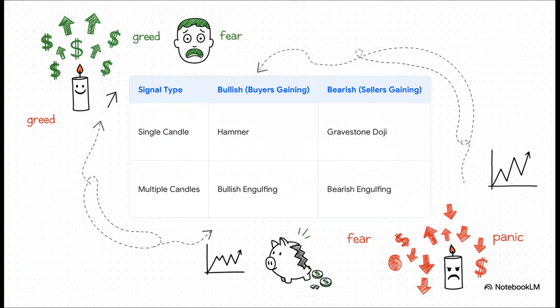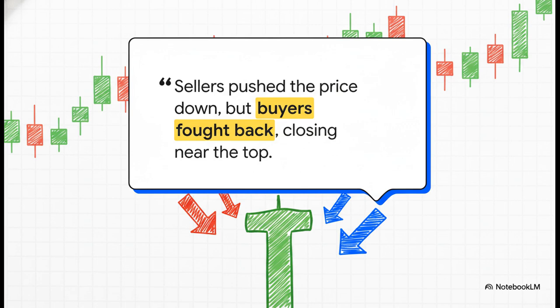Okay, so let's take the hammer, and it's called that for a reason. It literally looks like it's hammering out a bottom in the price. That long lower tail tells such a powerful story. It shows you that sellers tried to force the price way, way down, but the buyers stormed back in, completely rejected those low prices, and managed to push it all the way back up. It's a huge signal of a potential comeback.